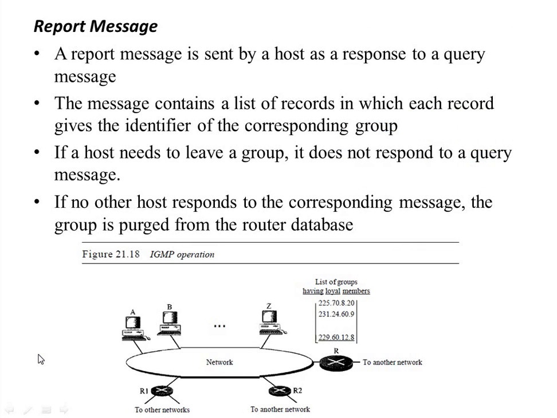Now what is the report message? Report messages are of two types: the first one is the membership report and the second one is the leave report. The report message is sent by the host as a response to the query message. Whenever the query is raised, are you a member? You have to say yes, I am a member. When you send the message that you are a member, that reporting is called a membership report.